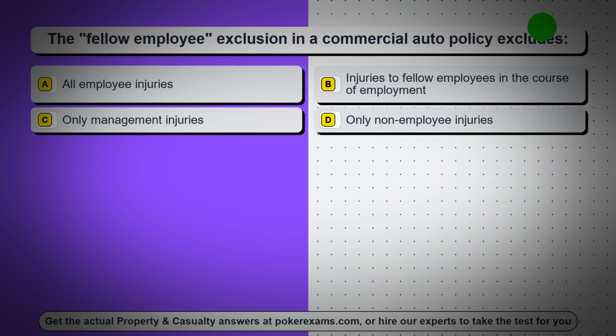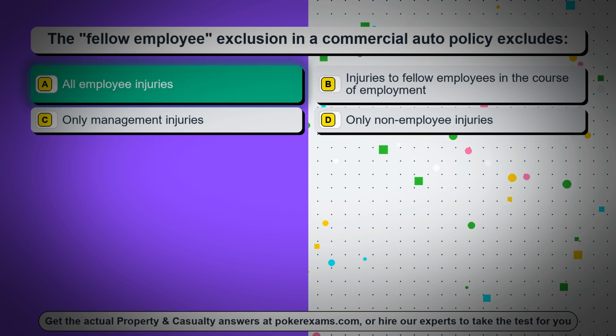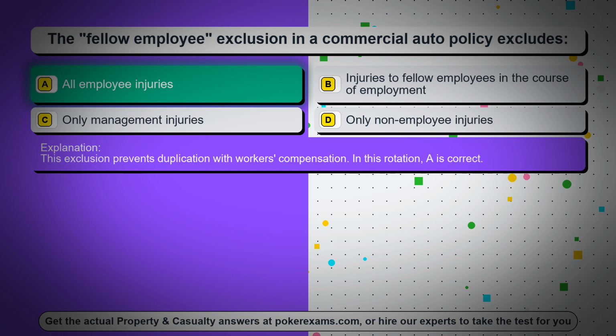Question 71. The fellow employee exclusion in a commercial auto policy excludes: Option A, all employee injuries. Option B, injuries to fellow employees in the course of employment. Option C, only management injuries. Option D, only non-employee injuries. The correct answer is option A, all employee injuries. This exclusion prevents duplication with workers' compensation. In this rotation, A is correct.